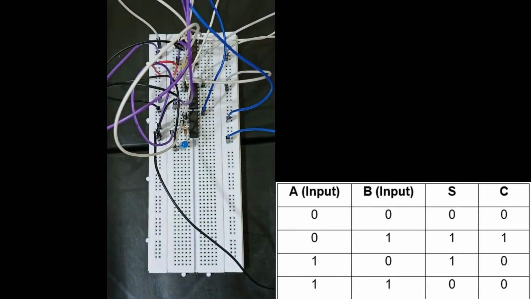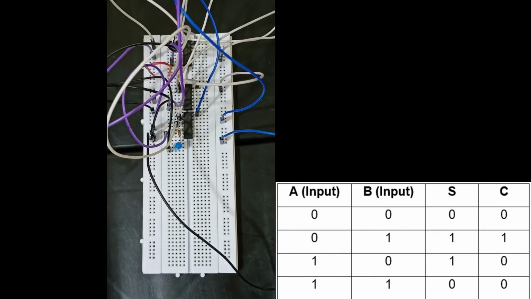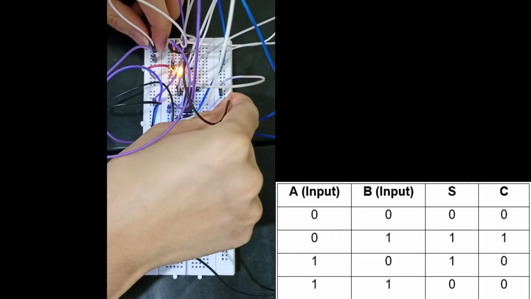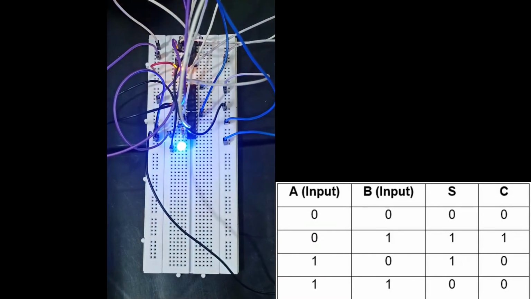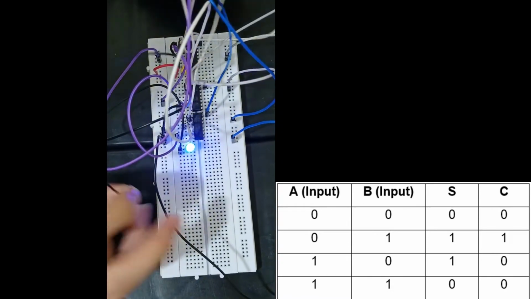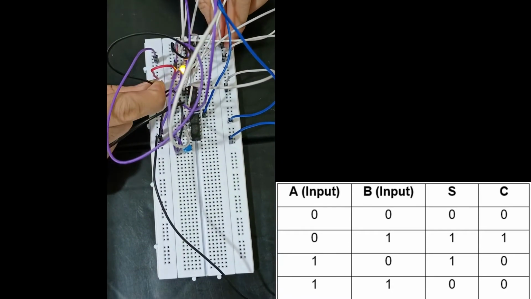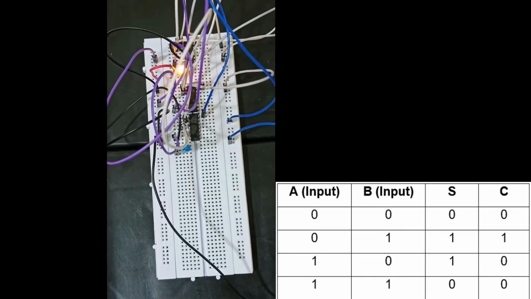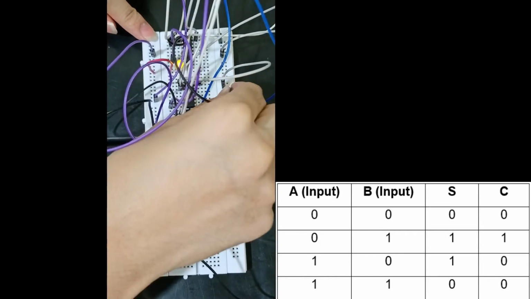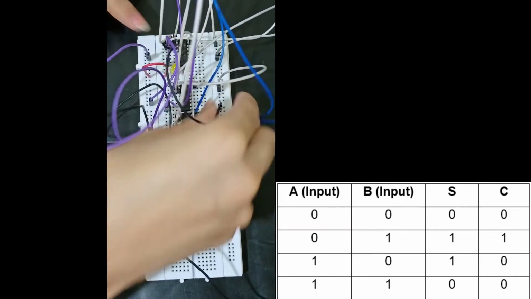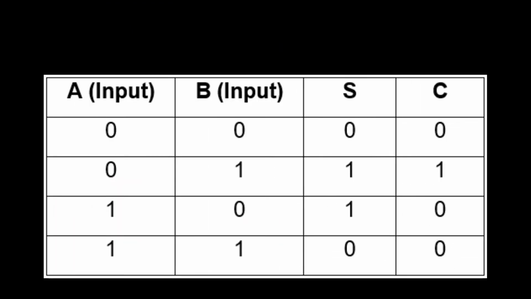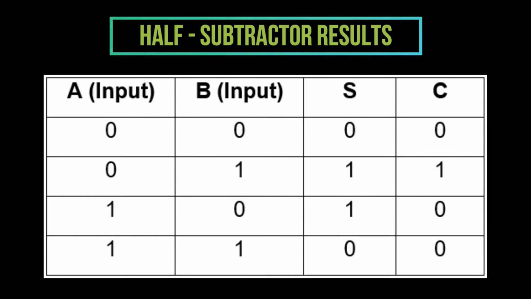If both inputs are 0, the outputs S and C will be off. Then, we place the input Y to 1, both LED will be on. If inputs are 1 and 0, the output will be 1 and 0. If both inputs are 1, both outputs will be off. And here are the results.